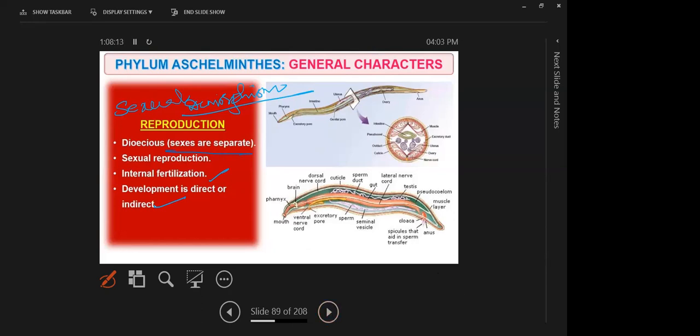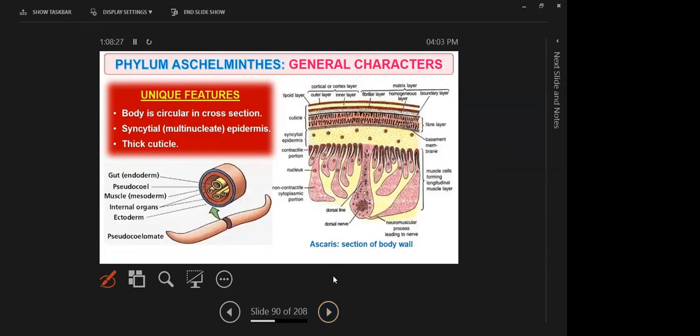Can you see these pictures here? So what is that overall? What's a unique feature? Syncytium. Syncytial means multinucleate, because there is no cross wall present. It appears all the nuclei are present together. So epidermis and thick cuticle. They have a cuticle, and no septa. So that's why it is a syncytial epidermis.